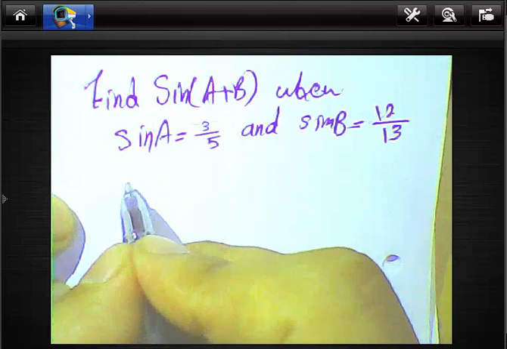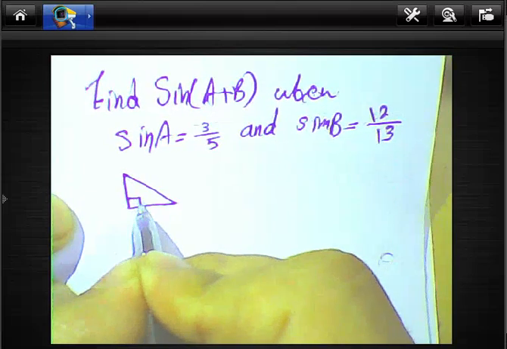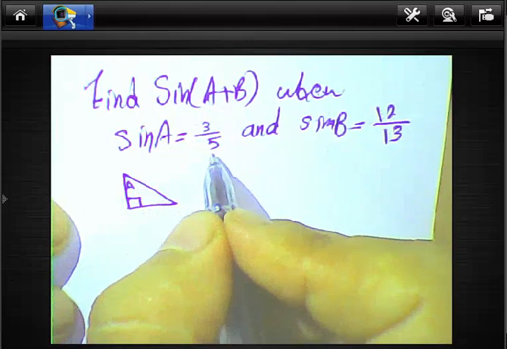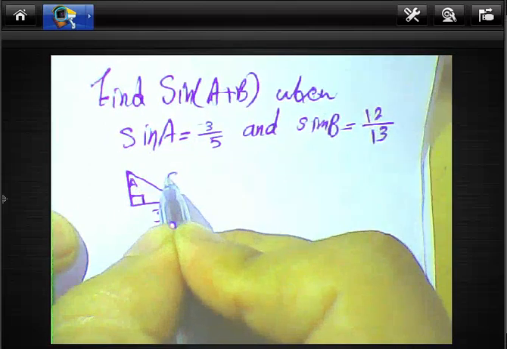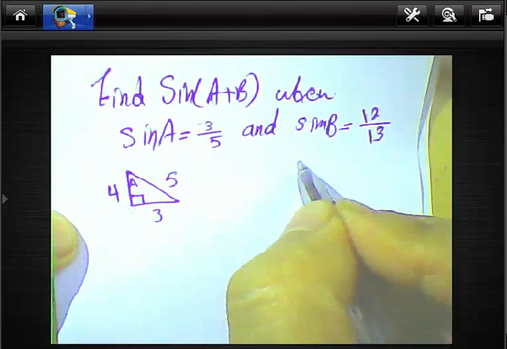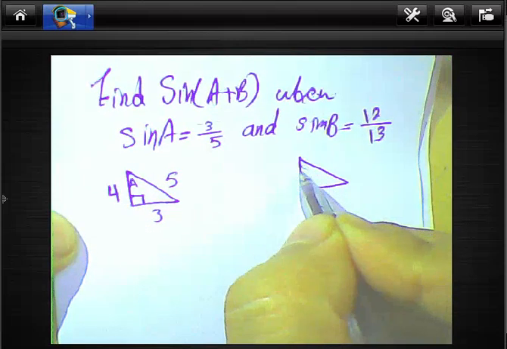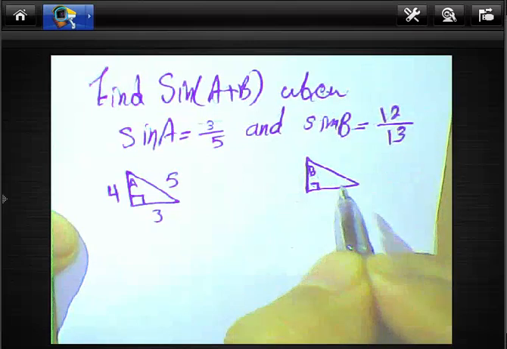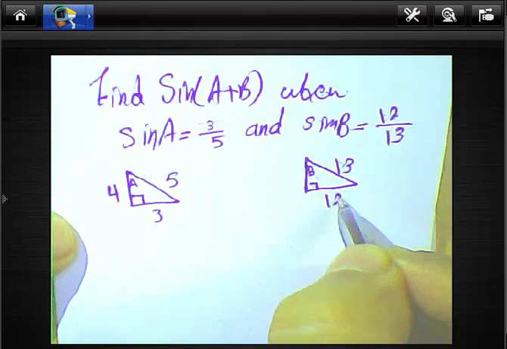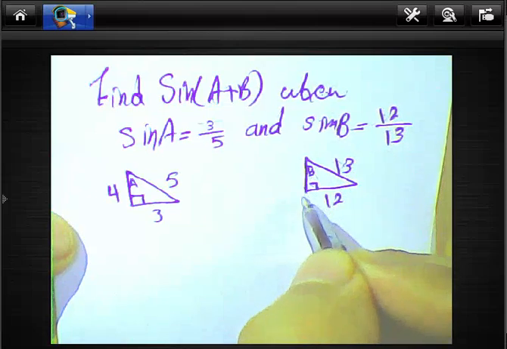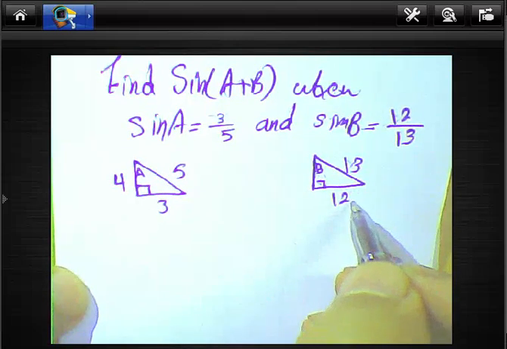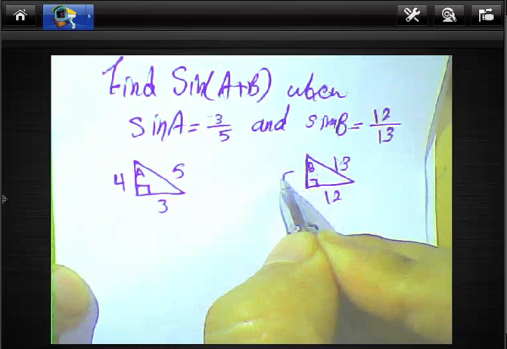First we must draw a right angle triangle here. This angle we call it A. Sine equals opposite over hypotenuse, 3 over 5, and adjacent will be 4. We can draw here this angle will be B. Sine B equals 12 over 13, opposite over hypotenuse, and we can find adjacent. 13 power 2 subtract 12 power 2 equals 25, square root of 25 equals 5.